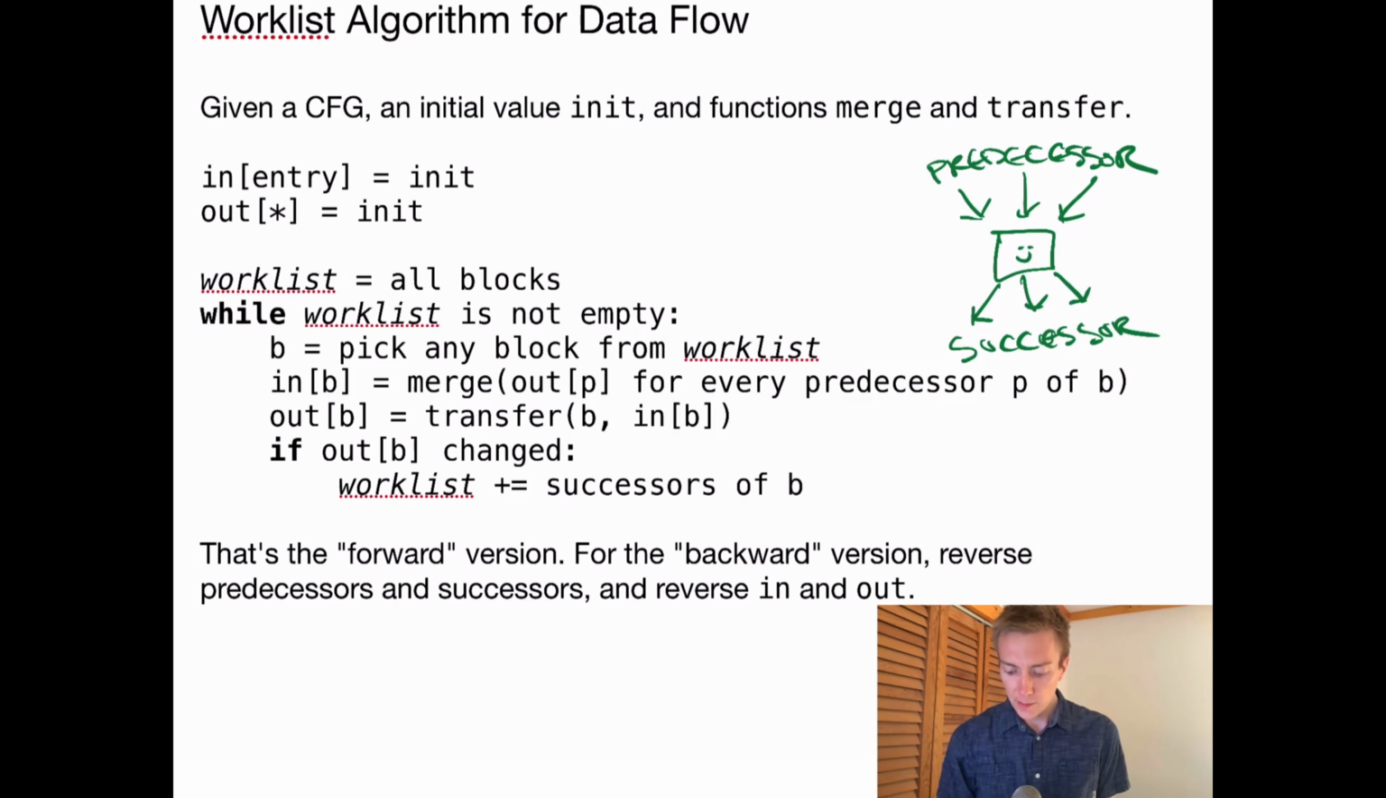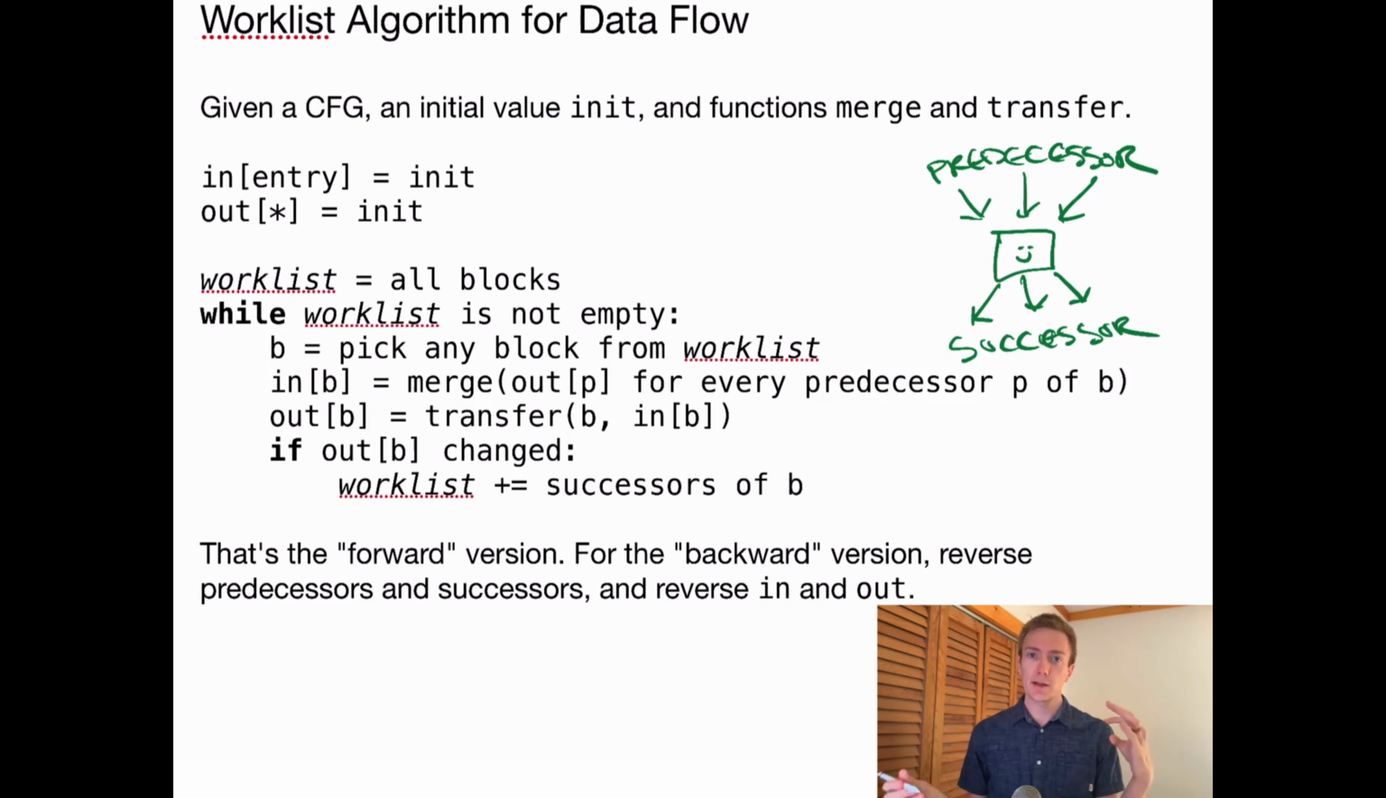So every step in this algorithm is easy to understand. That is, that we need to sort of merge our inputs, do our transfer, and then ask for our successors to run. What I think is surprising, that you can prove about this, is that, given a few constraints, this is guaranteed to converge. That is, it runs in a finite amount of time and gives you the correct answer. That is, it gives you values for in and out that satisfy the system of equations defined by your data flow problem.